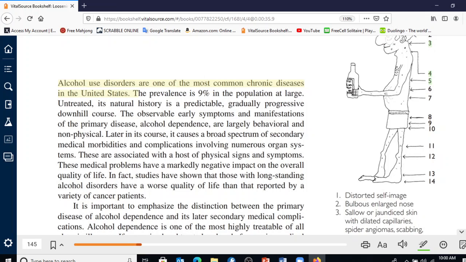And there you can see dilated capillaries, spider angiomas, which look like little cracks in a windshield where the blood vessels are up, look like a spider web.